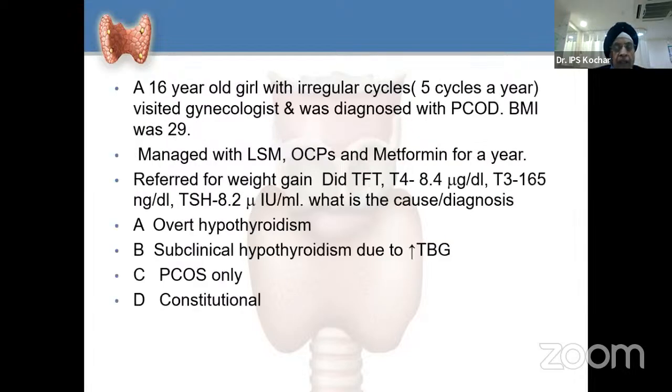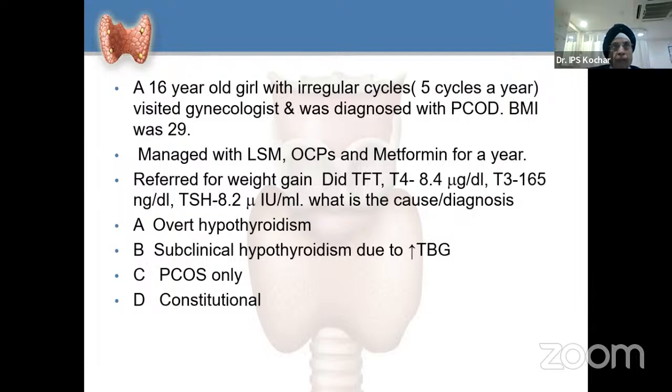Here's another case. A 16-year-old girl with irregular cycles, five cycles a year, visited a gynecologist and was diagnosed with PCOD. BMI was 29. She was managed with lifestyle management, OCPs and metformin for a year, and was referred for weight gain. Thyroid function test showed T4 of 8.4, T3 good, TSH 8.2. TSH was slightly raised. So what is this? Is it hypothyroidism? Is it subclinical hypothyroidism? PCOS only? She's taking oral contraceptives.